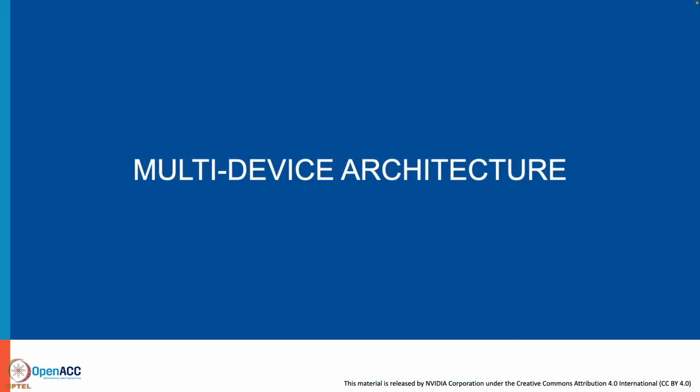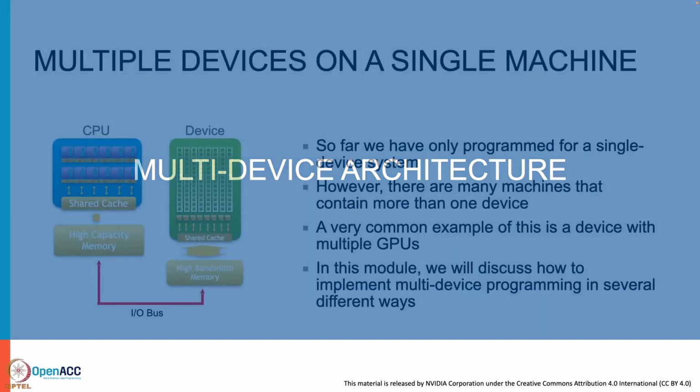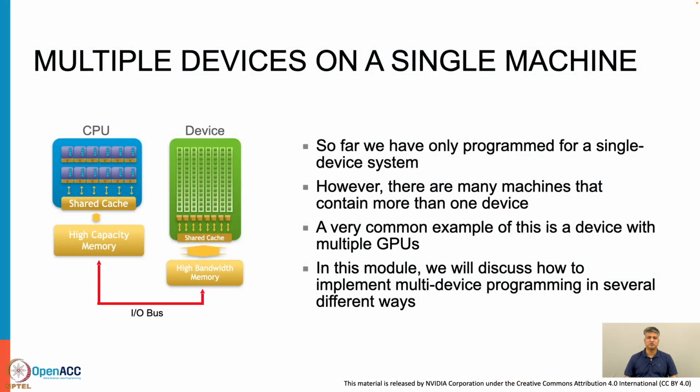First, we have to look at what is multi-device architecture. Typically, sometimes you have multiple devices on a single machine. So far, whenever we used directive-based programming or any other direct form of programming, we just programmed for a single device. However, there are many machines that contain more than one device. For example, it is very common that you have a machine with multiple GPUs. So in this video, we will now discuss how to implement multi-device programming in several different ways.